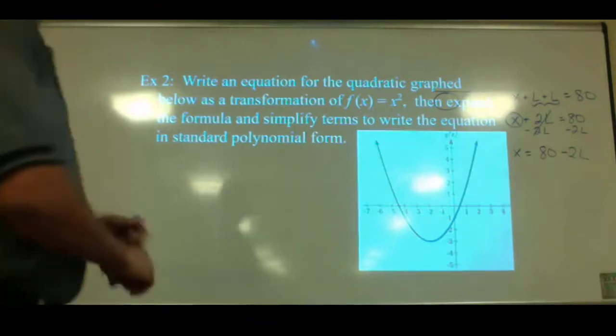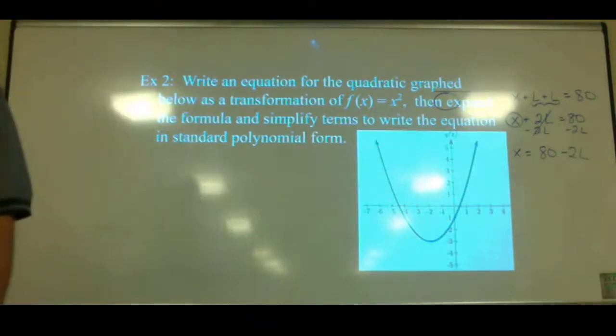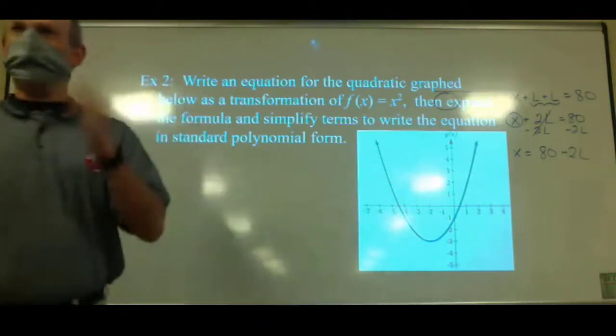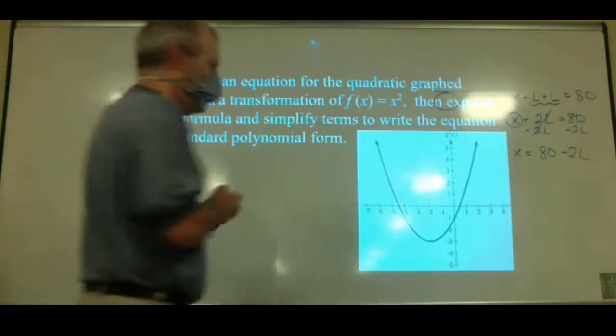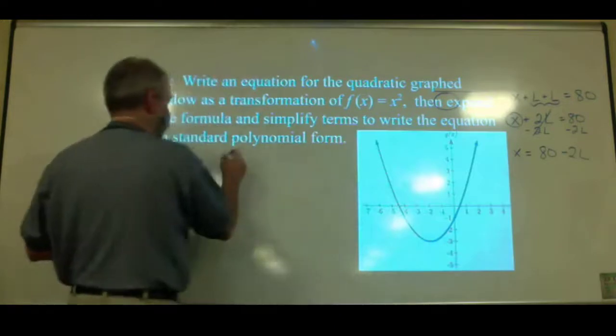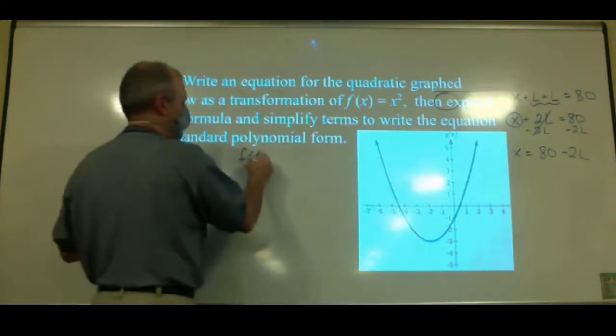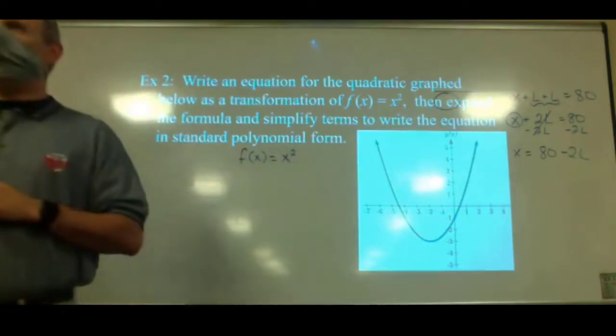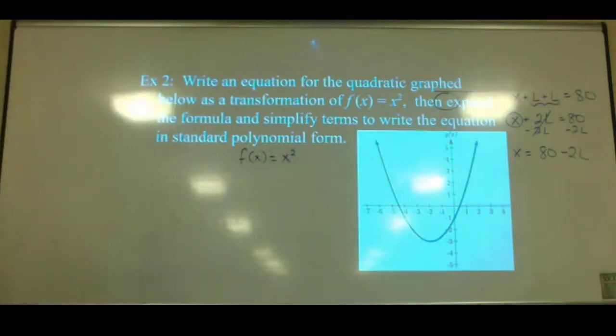Now, we're going to have to think back a little bit because we talked about these a little while ago. When we start moving things left and right and up and down, so we know our parent function is this, f of x equals x squared. Does anybody remember how we moved the graph left and right? Or up and down, I don't care, anything.